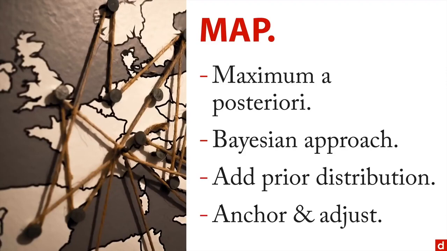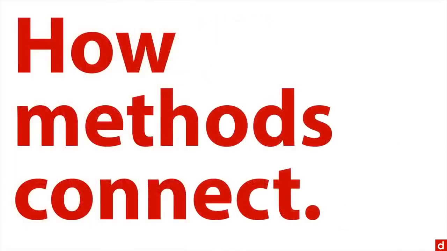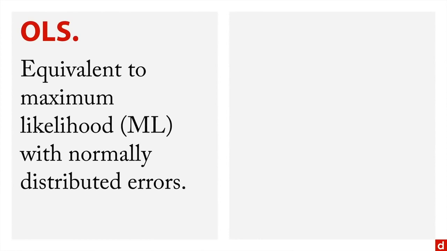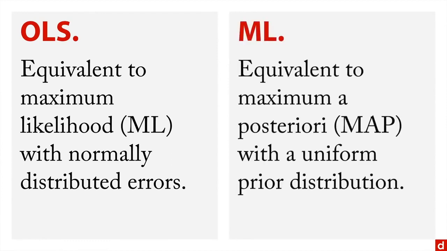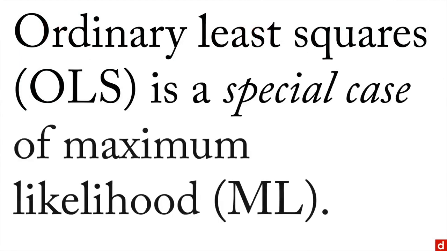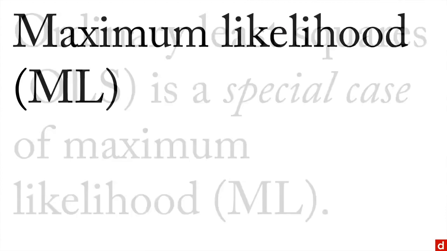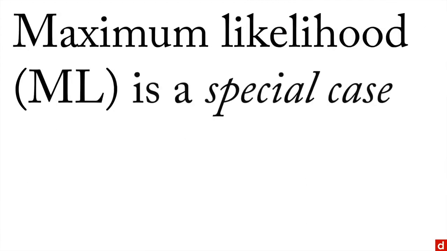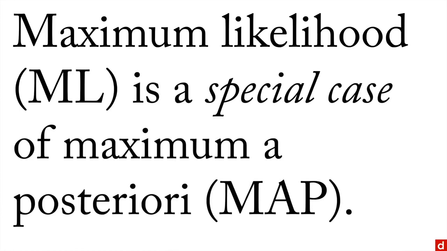Now, what's interesting is that these three methods all connect with each other. Let me show you exactly how they connect. The ordinary least squares, OLS, is equivalent to maximum likelihood when it has normally distributed error terms. And maximum likelihood, ML, is equivalent to maximum a posteriori, or MAP, with a uniform prior distribution. To put it another way, ordinary least squares, or OLS, is a special case of maximum likelihood. And then maximum likelihood, or ML, is a special case of maximum a posteriori.